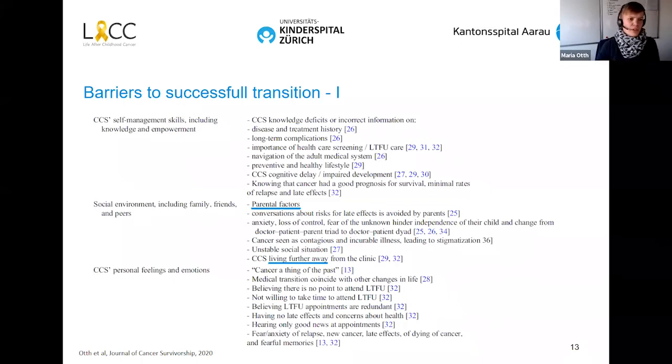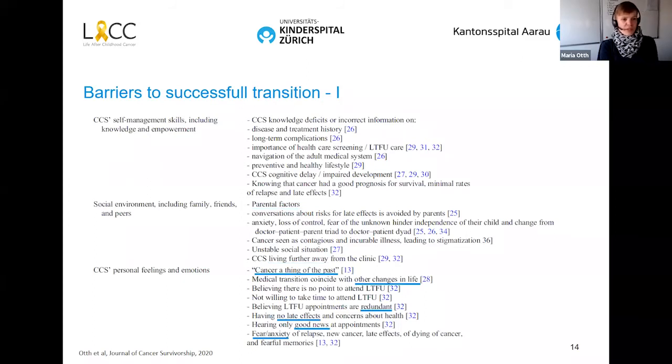Looking at the social environmental factors, there are also parental factors that can hinder the transition. For example, when parents are anxious or fear losing control, because during the treatment they had a lot of control and were really engaged, and now letting the child go might be difficult and can be a barrier.